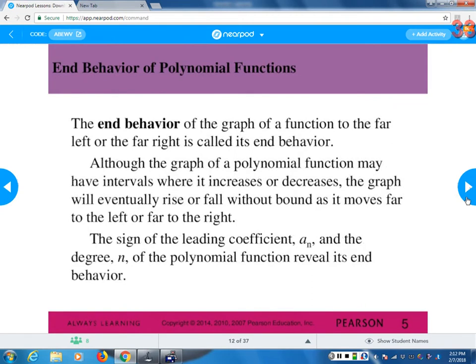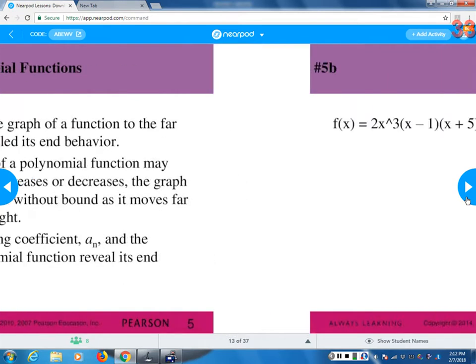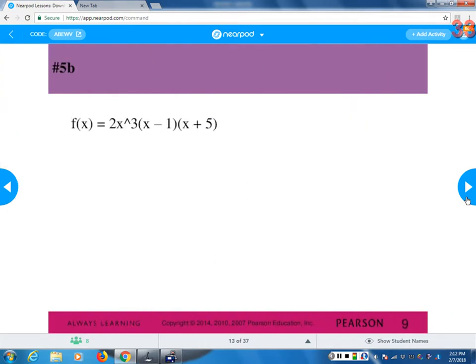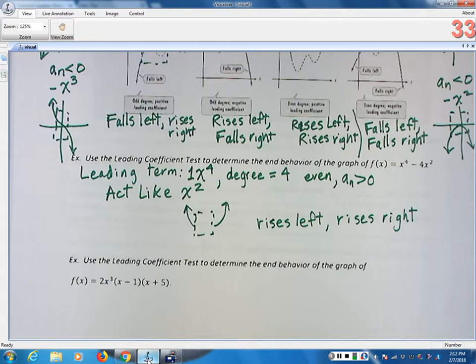The graph rises to the left and to the right. And so this is the graph. This is the slide that was supposed to be put in the wrong place. Moved around, okay? Okay, and then here's our next example. So we're going to put this example on the note.